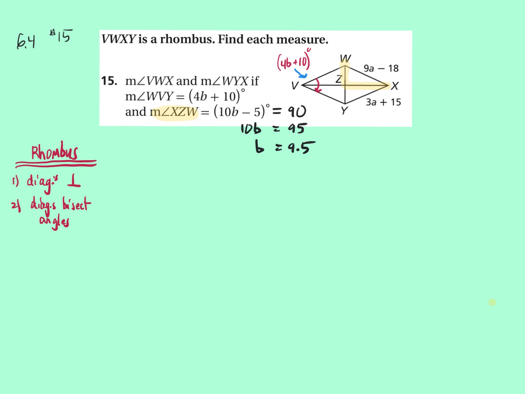How does that help us? Because now we can find out what the measure of this angle is. It's 4b plus 10. And that, my friends, is 48 degrees. So this angle right here is 48 degrees, which means so is this one because opposite angles are congruent.